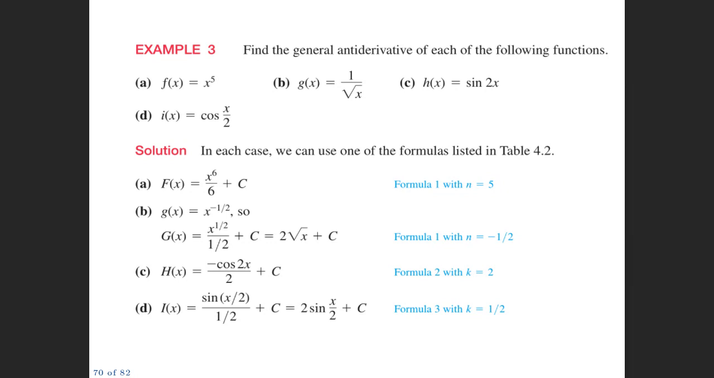B, we have the function x to the power minus a half. So we do the same thing. We increase the power by 1, minus a half becomes plus a half, and then we divide by the new power. So x to the power half divided by a half, plus c, or 2 root x plus c. And we can check that this is correct by differentiating this. If we differentiate 2 root x plus c, you can check that we get 1 over root x.